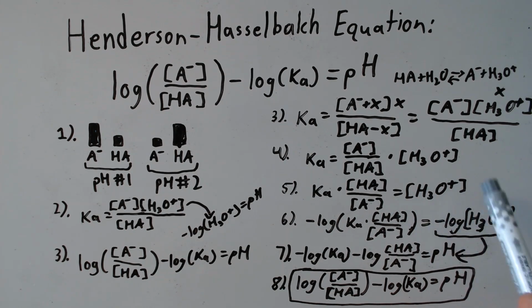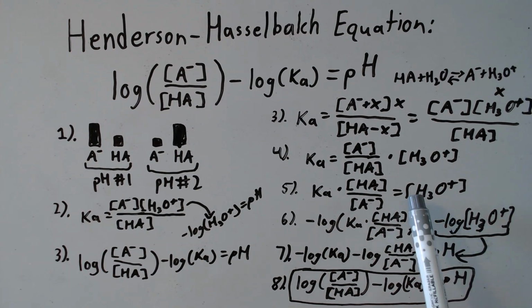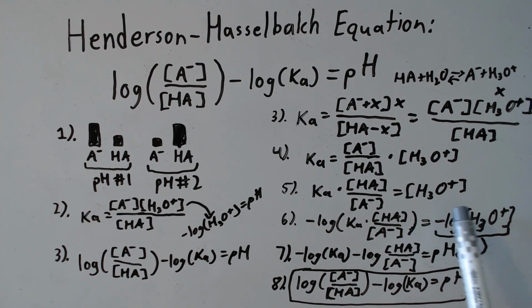Now we know that if we take the negative log of this H3O plus concentration, that would be the pH. And that is exactly what we do here. The negative log of H3O plus, that's going to be the pH. But since we negative logged this side, we also have to take the negative log of this side. And that is exactly what we do here. Negative log of the Ka times the HA over A minus.